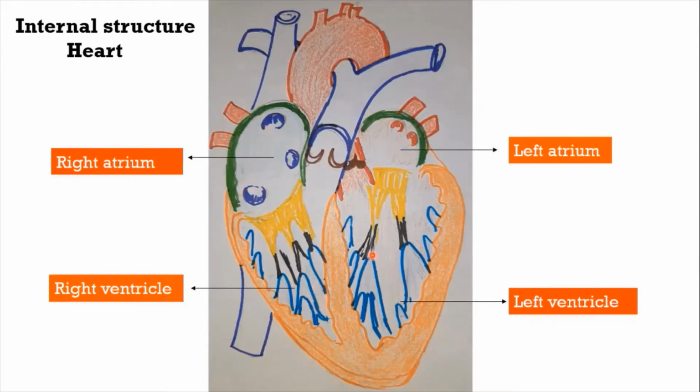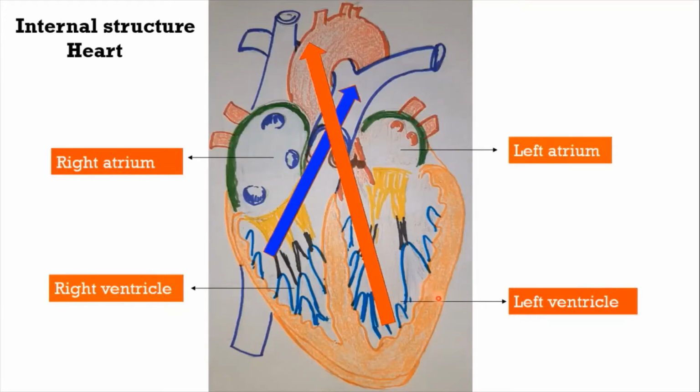Ventricles are the thick-walled chambers. This is the thick wall of the ventricle. Due to the presence of the thick muscular wall, they can act as the pumping chambers of the heart. They pump the blood out of the heart to different regions of the body.